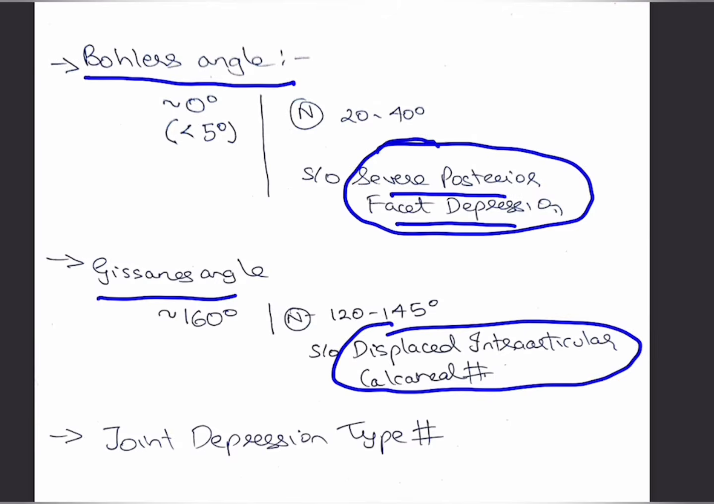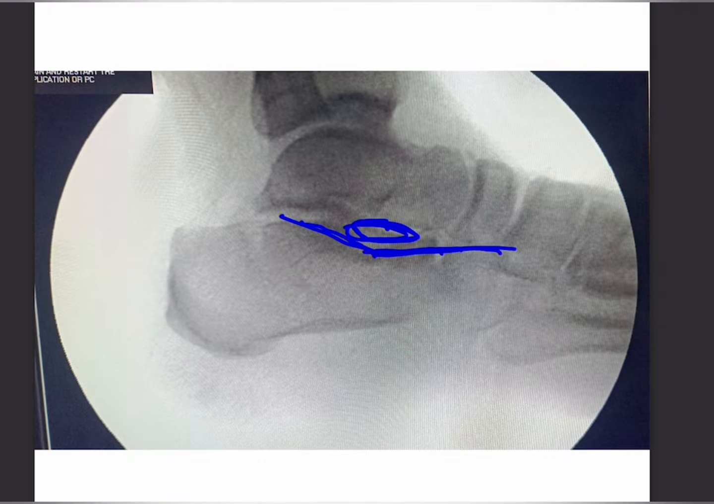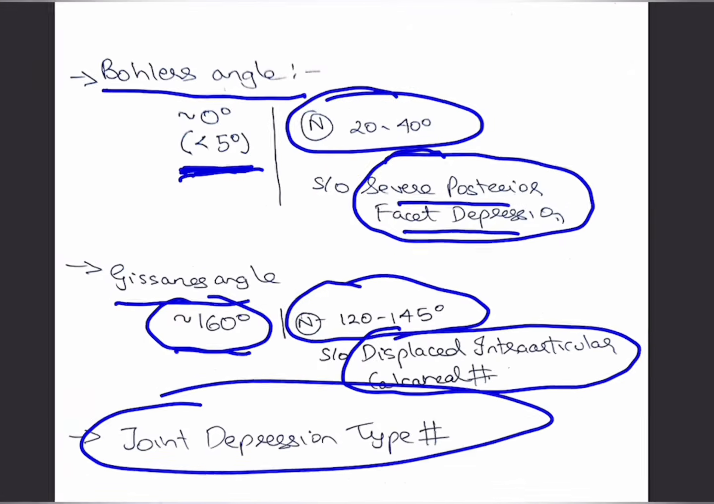In our preoperative planning, Bohler's angle we checked in the X-ray and in the C-arm. The Bohler's angle was less than 5 degrees when we saw the preoperative X-rays along with the C-arm, and the Gissane's angle was approximately 160 degrees. So both are deranged. Normal Bohler's angle is 20 to 40 degrees. However, over here it was less than 5, and the normal Gissane's angle is 120 to 145 degrees. Over here it was increased to 160 degrees. Additionally, the fracture line is extending like this. The secondary fracture line is going like this. So which type of fracture is it? It is a joint depression type of fracture.